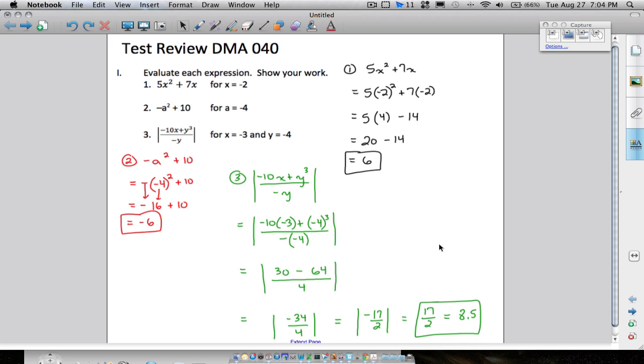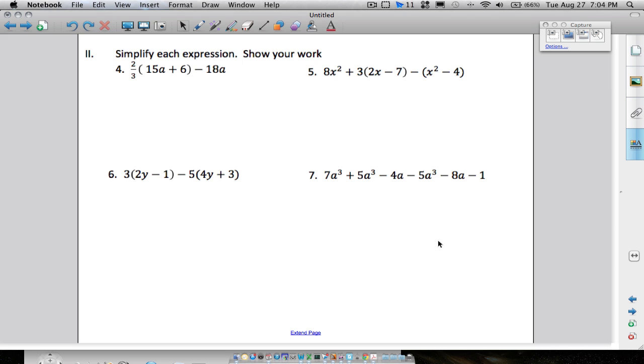All right. Now, question number 2. We want to simplify some expressions, and let's make sure we show our work here. So for this example, we have to distribute the 2/3 to both of these terms inside of the parentheses, and then we'll worry about coming back and combining like terms with the negative 18a. So 2/3 times 15a. 2/3 of 15 is 10. If you take 2/3 times 15, that's going to be 10, so don't forget your a.